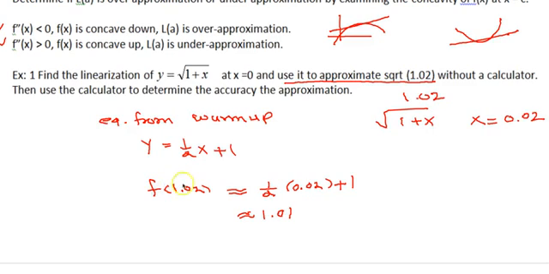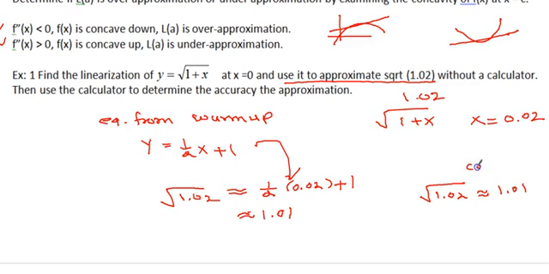I should not write here f of f1 because that's f of x. This is actually 1.02. Approximation using my equation of tangent line is 1.01. You could check in the calculator. If you type in the calculator 1.02, my answer will be 1.01 using calculator. So how do we know my answer is overestimation or underestimation?